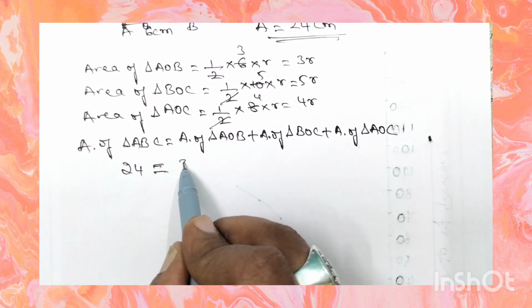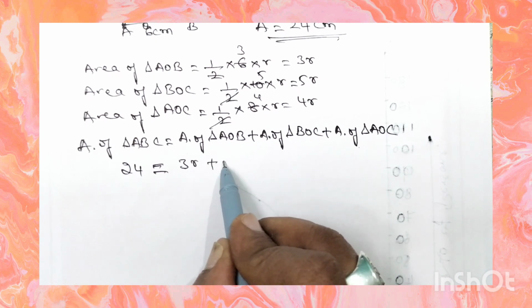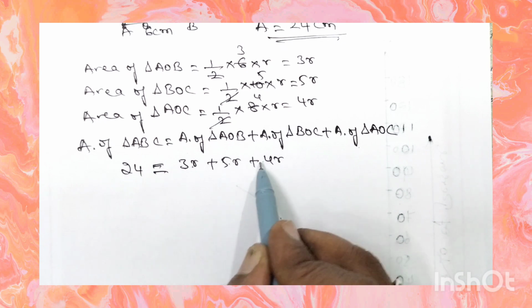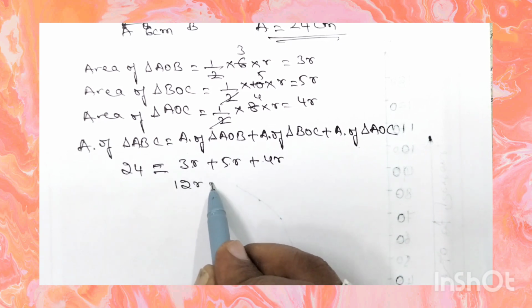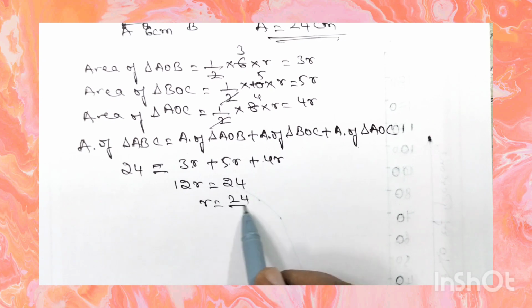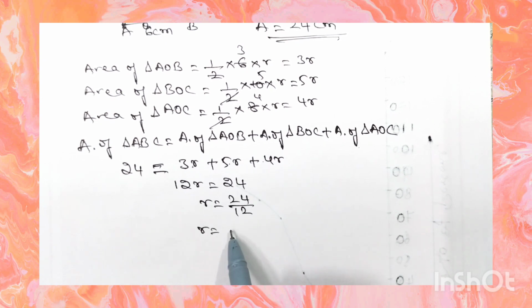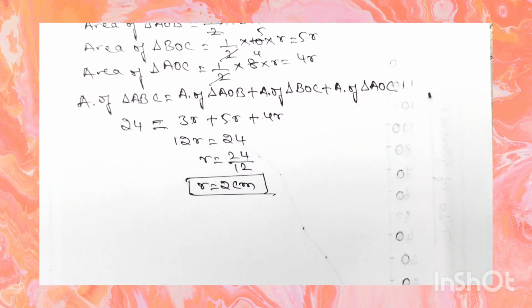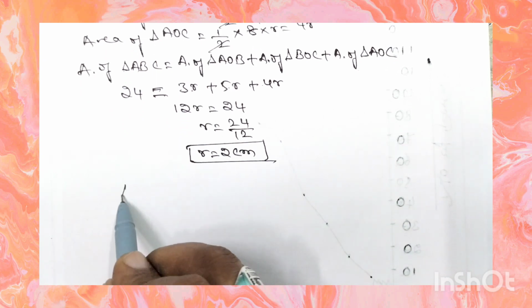Now area of triangle ABC already we have calculated, it is equal to 24. Area of triangle AOB 3R, BOC 5R plus AOC 4R. 3R plus 5R plus 4R is equal to 12R. 12R is equal to 24. R is equal to 24 by 12. R is equal to 2. So R, the radius of the circle, is 2 centimeter. Now you find out the area.